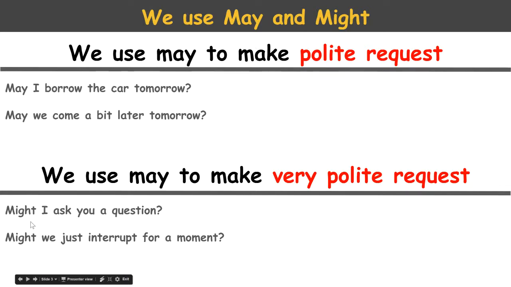For example, you are sitting in a group and they all are your seniors, most experienced. They are talking about something, they are debating, and you want to jump in, but you don't want to sound rude. So you make a very, very polite request and say, hey, might I ask you a question? Very polite request. Or you can say, might we just interrupt for a moment? Or might I just interrupt for a moment? Or might I ask you a question? So, when you make a polite request, start with may. And when you're making a very polite request, try using might.